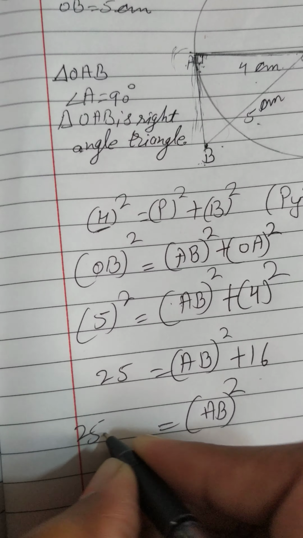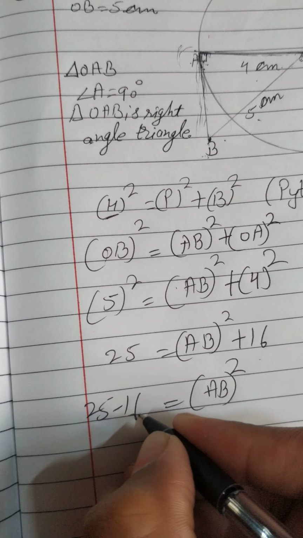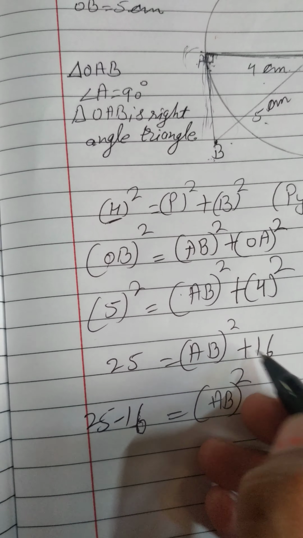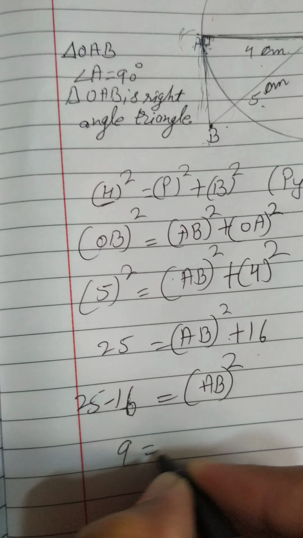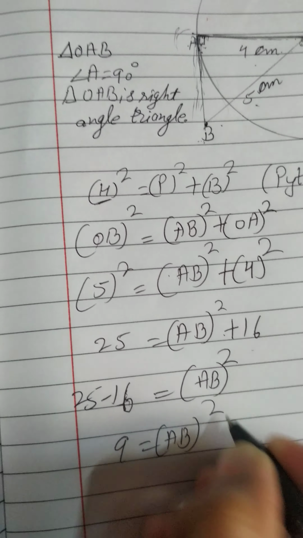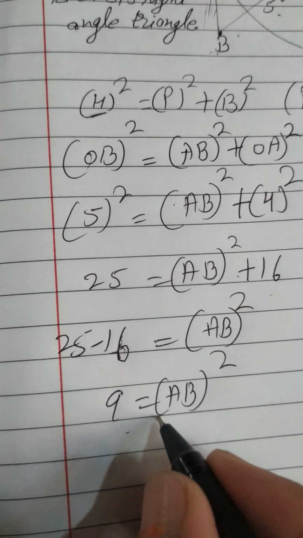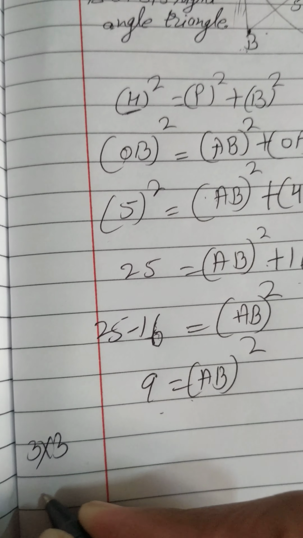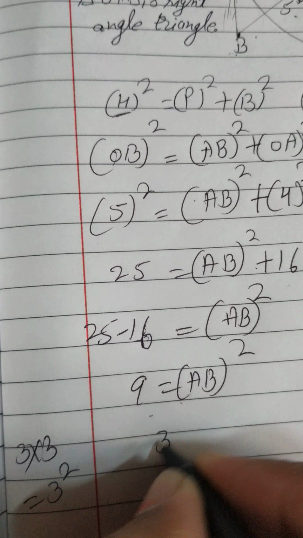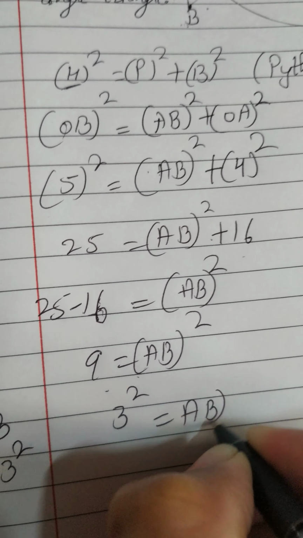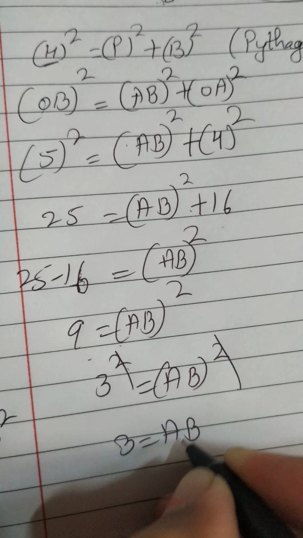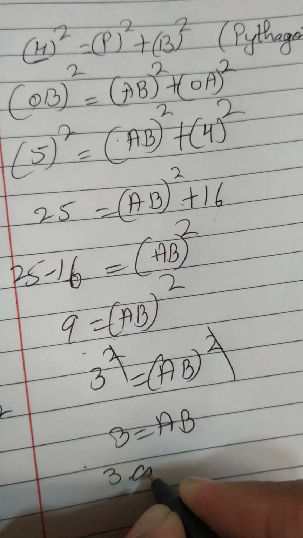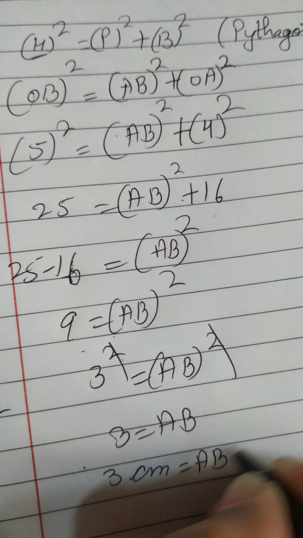So 16 will come to this side. When a side changes, the sign will change. Plus, so here it will become minus. It is 9. How can you write 9 in power of 2? 9 is 3 into 3, that is 3 square. Square and square cut, so 3 is equal to AB. You can write 3 centimeter is the value of the tangent.